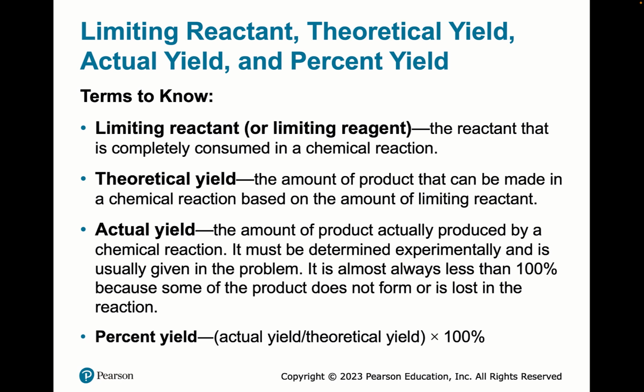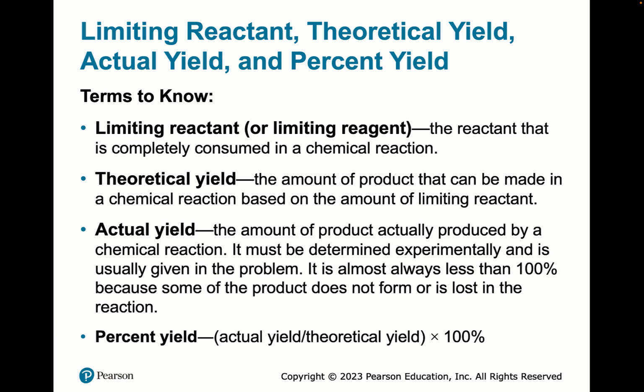And theoretical yield is how much, assuming everything goes perfectly, you should get. Your actual yield is something that you measure, so this is something you determine by experiment only, because the theoretical yield you can calculate, but the actual yield is something you actually get. And the percent yield is just the actual yield divided by the theoretical yield times 100%. So it lets you know how close you got to the theoretical yield.